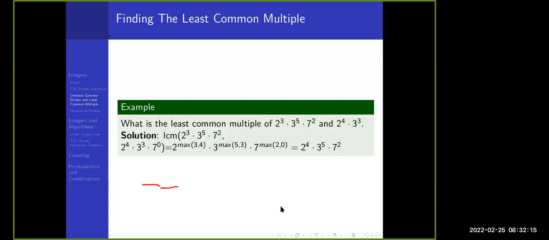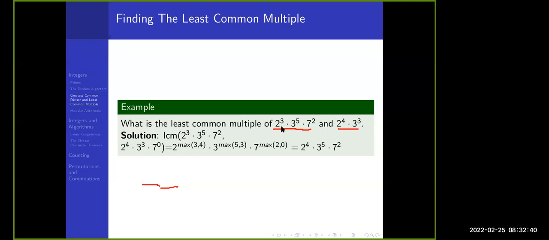We can apply it to this example. It's a simple example. Suppose we have the prime factorization of 2 integers. This is one of them: 2 raised to 3, 3 raised to 5, and 7 squared. Suppose this is the prime factorization of some integer. And 2 raised to 4 and 3 raised to 3 is the prime factorization of the second integer.